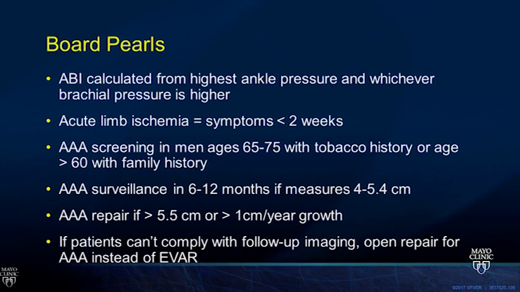AAA screening in men ages 65 to 75 with a history of tobacco use or age greater than 60 with a family history. The AAA surveillance imaging is every 6 to 12 months if you have an aneurysm of 4 to 5.4 centimeters, and repair if it's more than 5.5 centimeters or more than 1 centimeter per year in growth. And if patients can't comply with follow-up imaging, then it may be an indication to do the open repair instead of the EVAR because it's definitely more cumbersome for patients to come back for the tests.